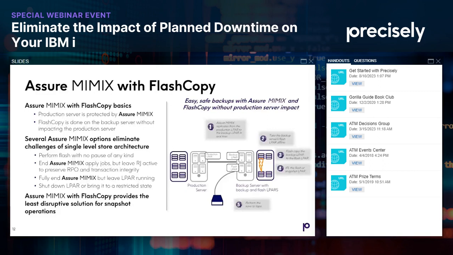to tape. It seems so simple, but a lot of people don't think of it in this way: how can I address my planned downtime, my number one planned downtime, which is my backups, most critical to my infrastructure? How can I address that, again, to give maximum uptime to my infrastructure? And we feel that Mimics with Flash Copy provides you great options, great backups, and without production server impact.